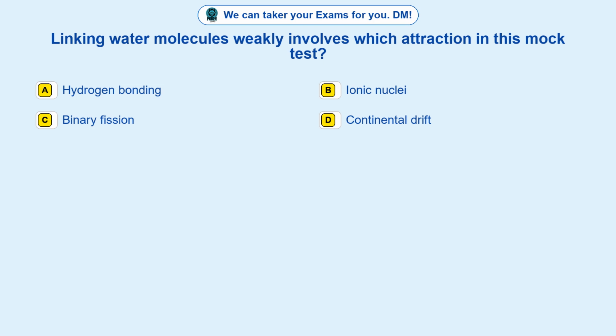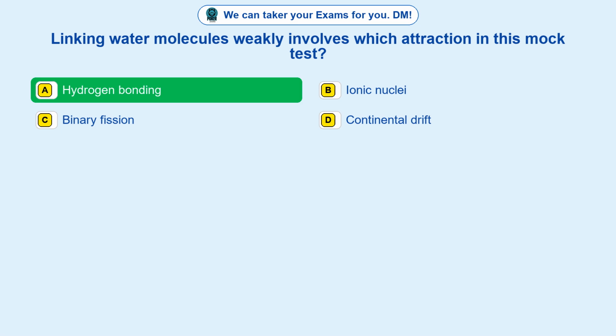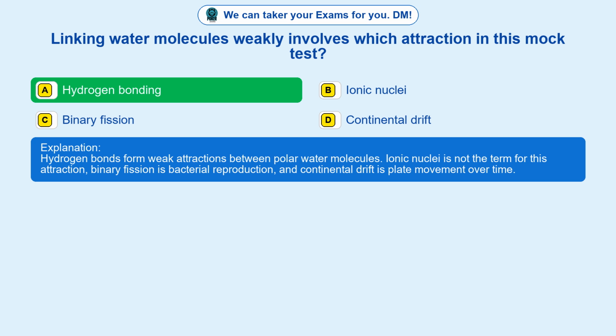Question 51. Linking water molecules weakly involves which attraction in this mock test? Option A, hydrogen bonding. Option B, ionic nuclei. Option C, binary fission. Option D, continental drift. The correct answer is option A. Hydrogen bonding. Hydrogen bonds form weak attractions between polar water molecules. Ionic nuclei is not the term for this attraction, binary fission is bacterial reproduction, and continental drift is plate movement over time.